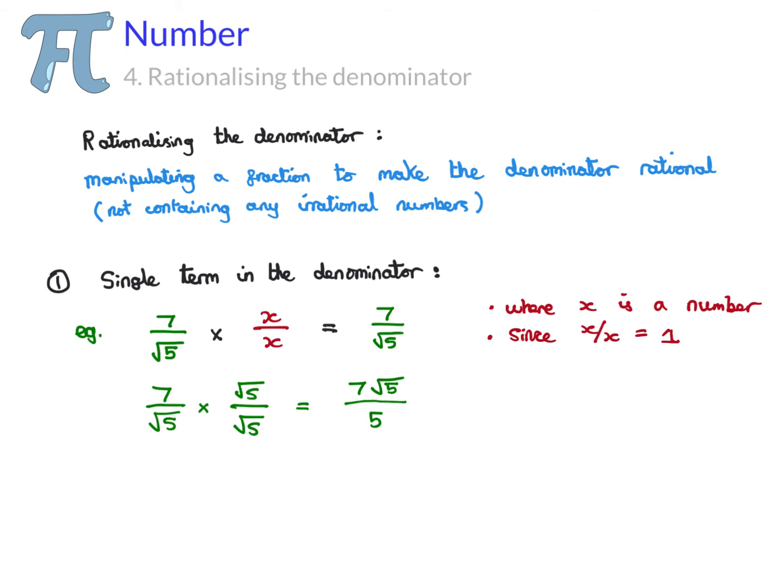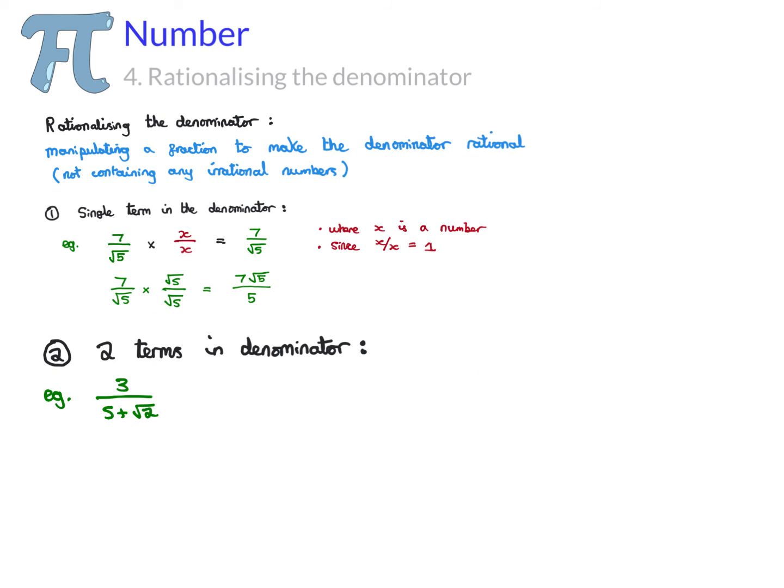The second case is when the denominator contains two terms, with one or both of them containing irrational square roots. For example, 3 over 5 plus root 2. What happens if we try what we did in the first case and multiply top and bottom of this fraction by the irrational denominator? The numerator expands out to this, while the denominator expands out to this. We still have a square root term, and so the denominator has not been rationalised.